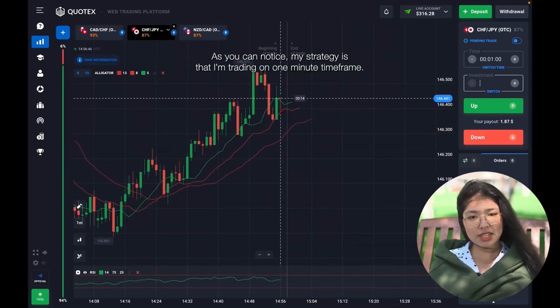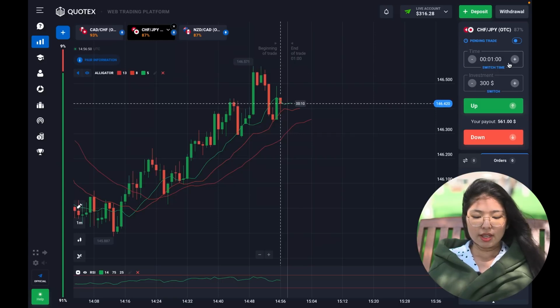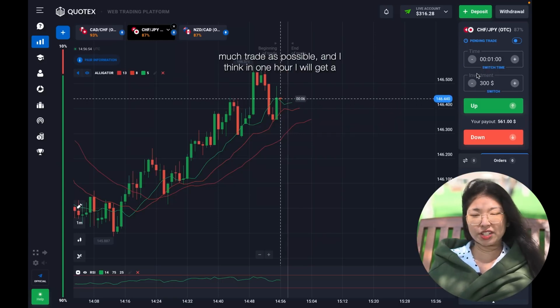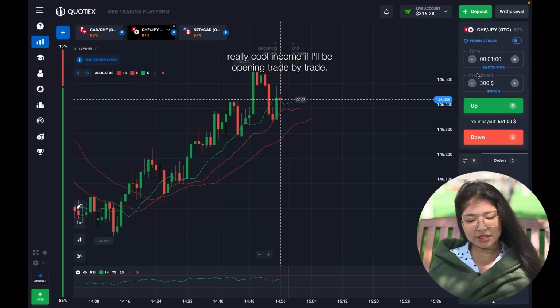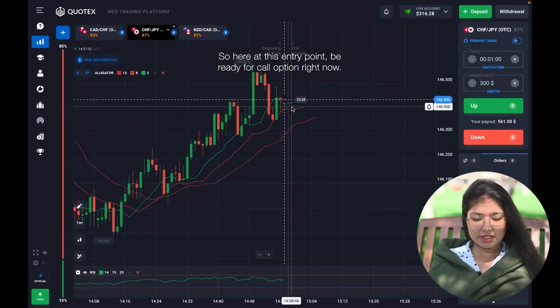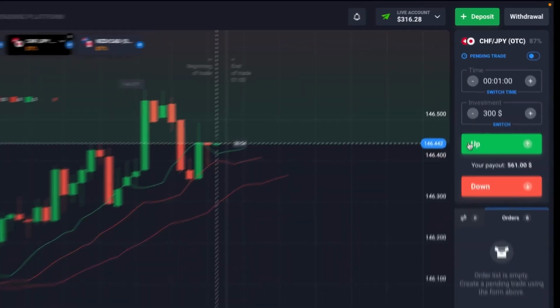$300. As you can notice, my strategy is that I'm trading on a 1 minute time frame. This kind of scalping strategy allows me to open as many trades as possible. And I think in 1 hour we'll get a really cool income if I keep opening trade by trade. So here at this entry point, be ready for a call option right now.